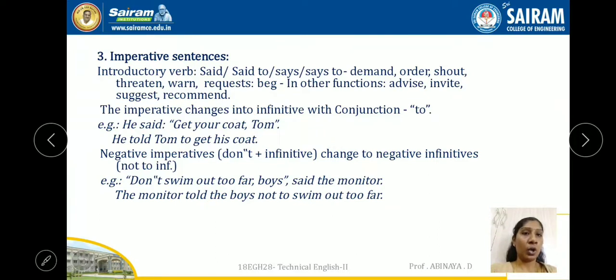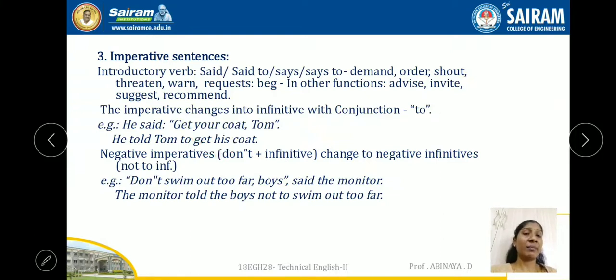He told Tom. The conjunction word has to be used after the introductory verb only, "to get his coat". So this "your" has to change into "his", "get his coat".